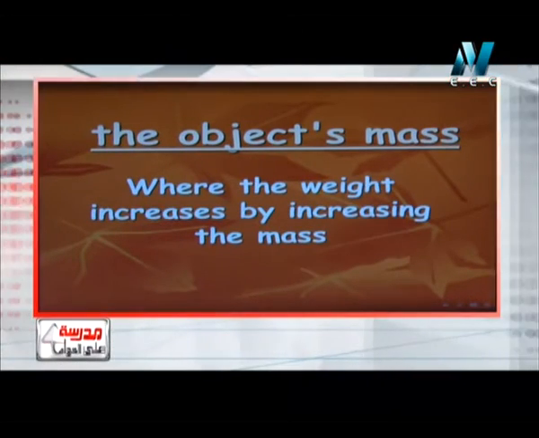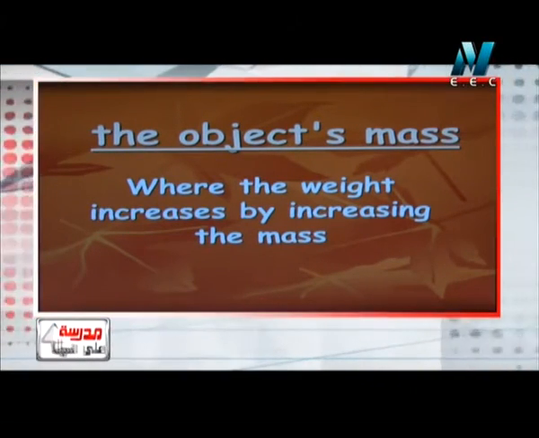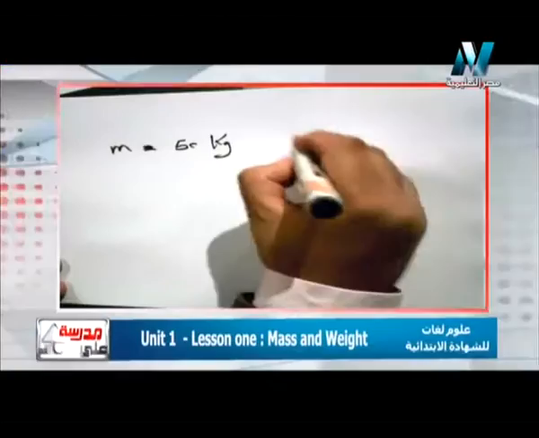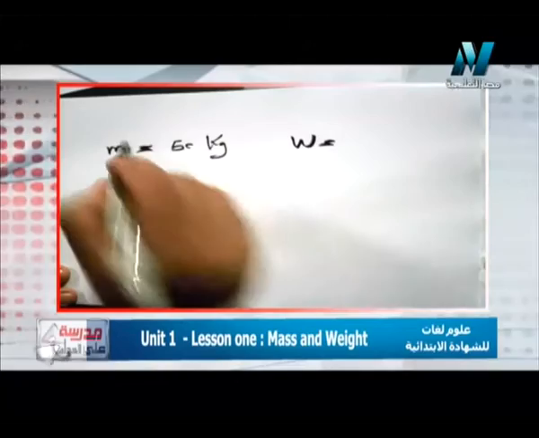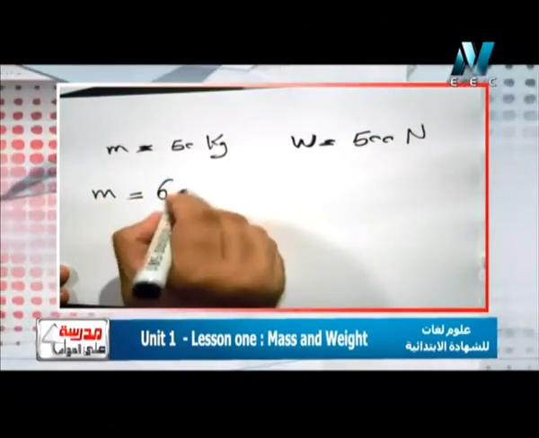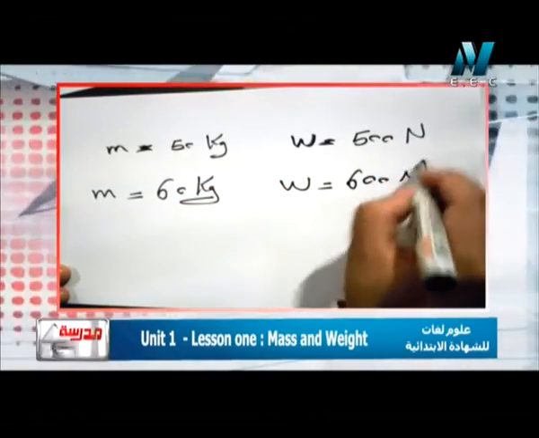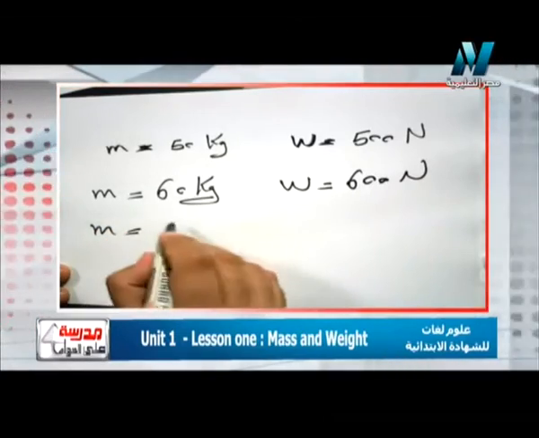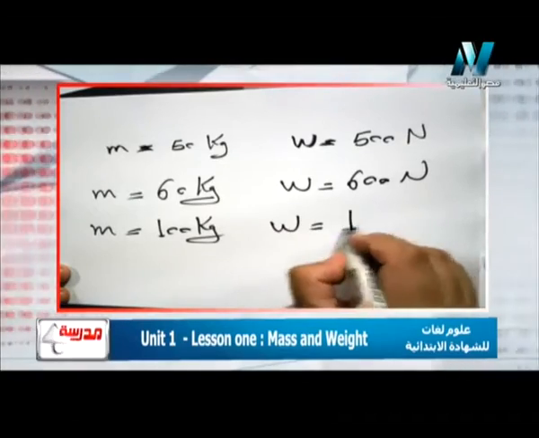Imagine that. يعني نشرح مع بعض شوية بشكل أبسط. If I have a mass equal 50 kilogram, its weight will be what? We agreed that عشان أجيب الويت هعمل times 10. It will be 500 newton. If mass equals 60 kilogram, the weight equals 600 newton. If the mass equals 100 kilogram, the weight equals 1000 newton.